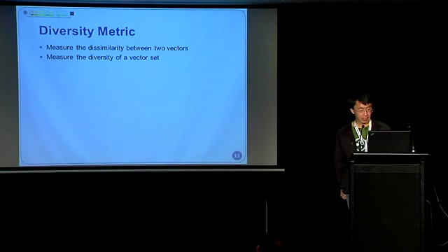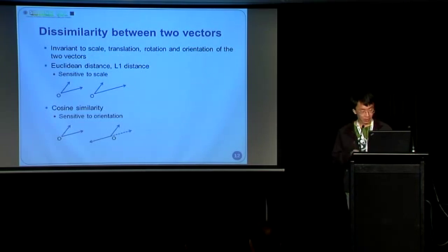So to define a diversity metric over a set of vectors, we first measure the dissimilarity between two vectors. We want this dissimilarity measure to be invariant to scaling, translation, rotation, and orientation of the two vectors. Commonly used dissimilarity measures such as Euclidean distance or L1 distance are not good because they are sensitive to scaling. Cosine similarity is not ideal either because it is sensitive to the orientations of the vectors.